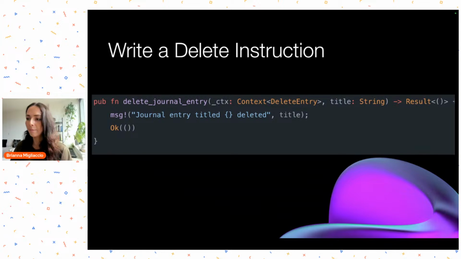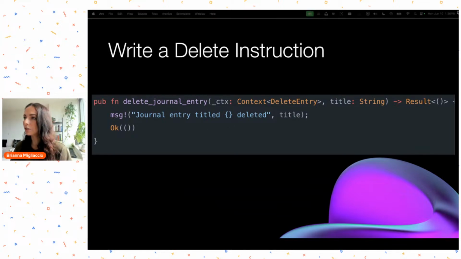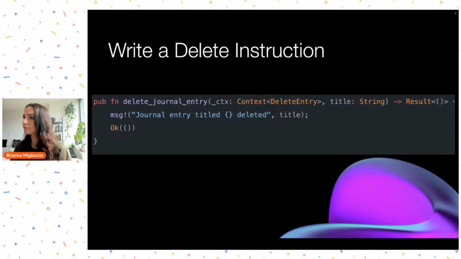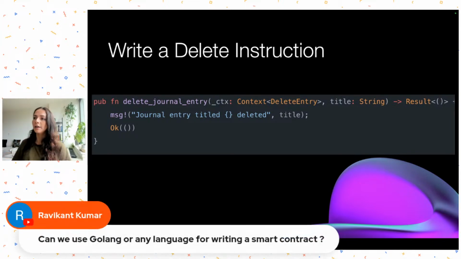Okay. And then we have another question here. Can we use Golang or any other language for writing a smart contract? It depends on the ecosystem that you're working with. I know that if you want to work with Cosmos, the Cosmos SDK is written completely in Go. I don't know of any other ecosystems off the top of my head that use Go.